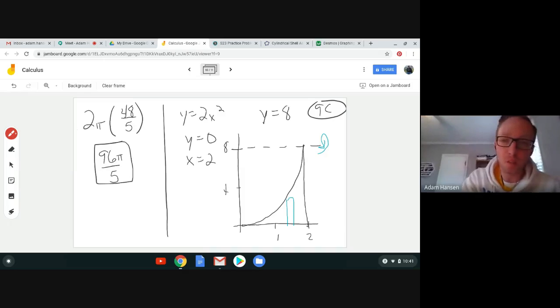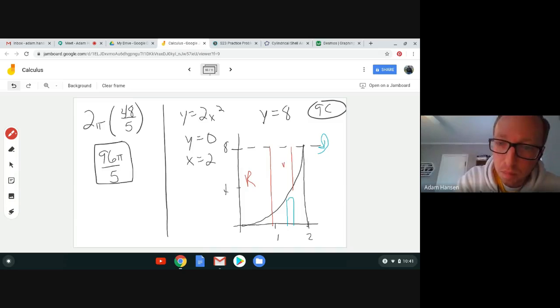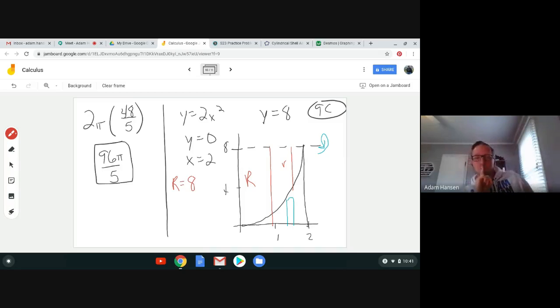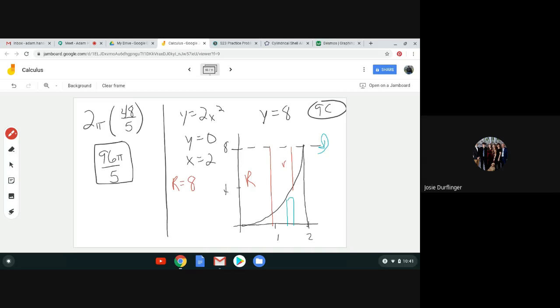The big radius and the small radius. The big radius is the total distance from top to bottom. Everything. That's capital R. Lowercase r is the gap, what we're going to subtract off, what I don't want to include. So what would those two values be? Well, the big radius would just be 8, wouldn't it? Yeah, and then would the little radius be 8 minus 2x squared? You got it.